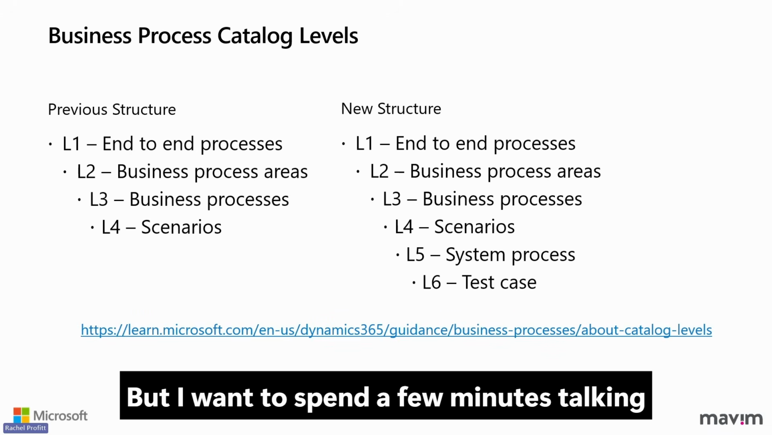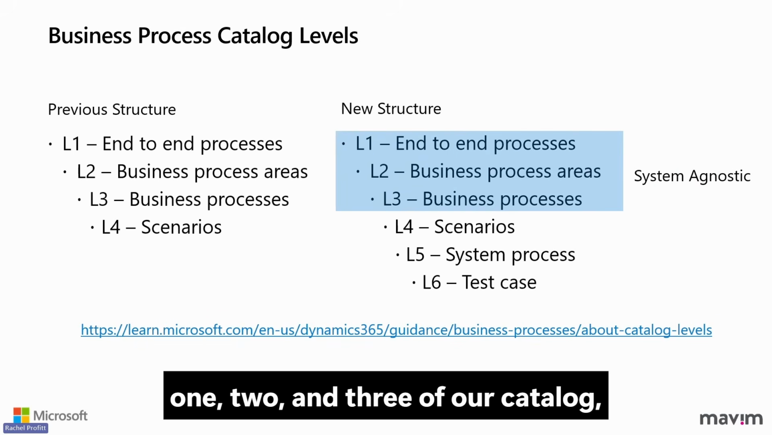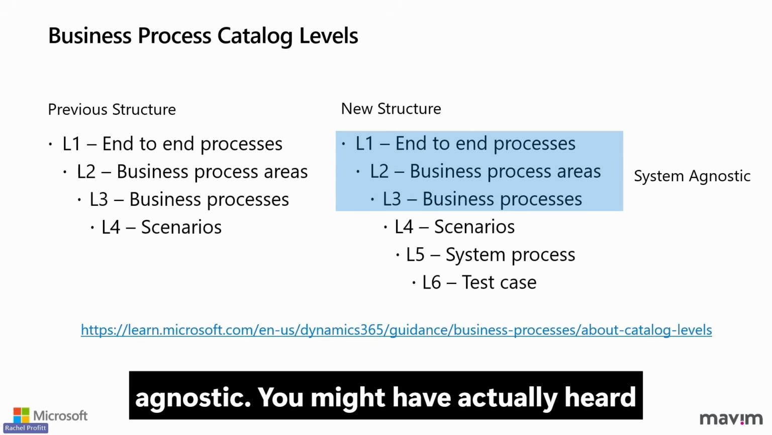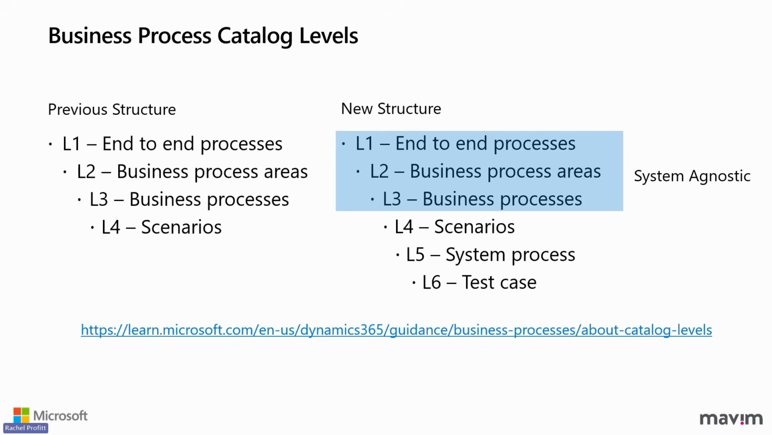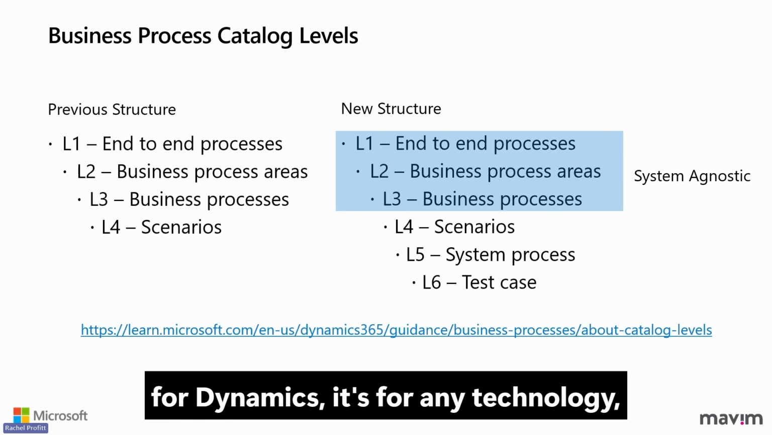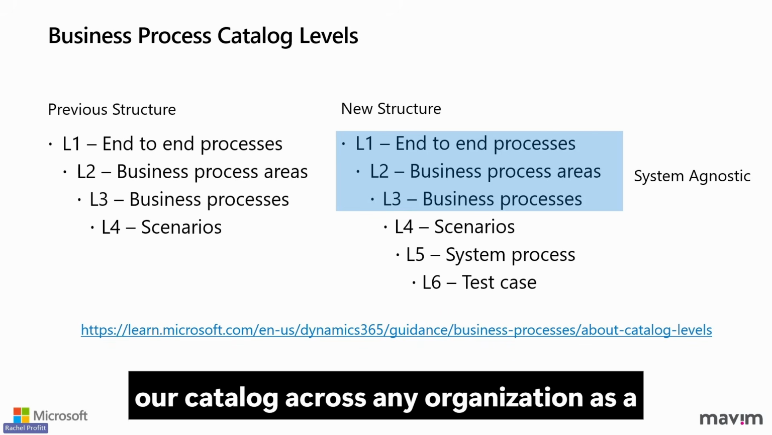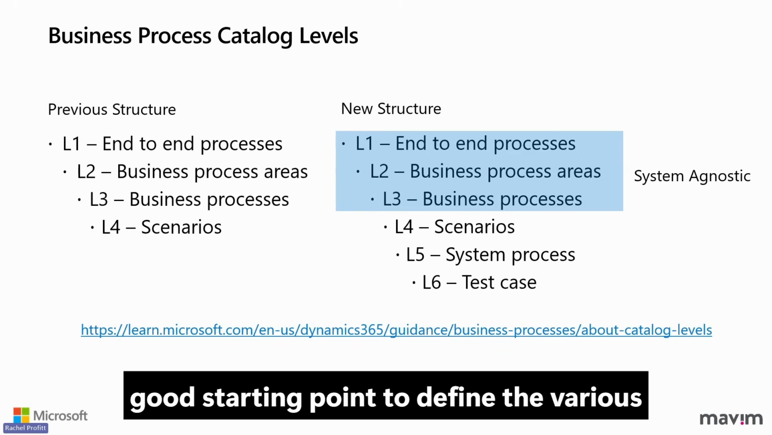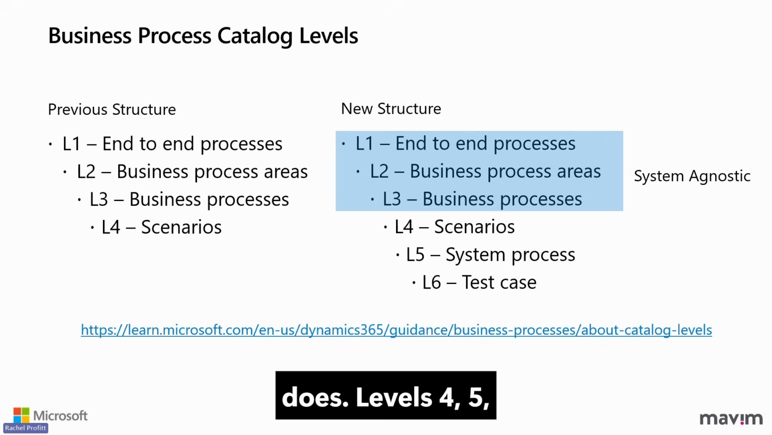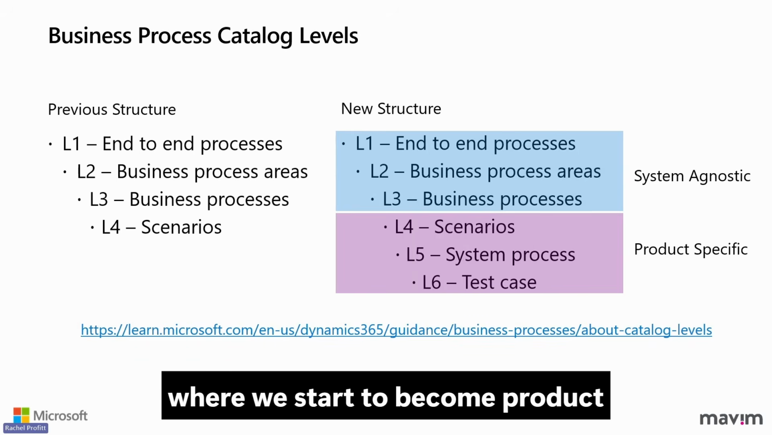But I want to spend a few minutes talking a little bit more about this before I go into a specific example. Levels 1, 2, and 3 of our catalog, we like to refer to them as being system agnostic. You might have actually heard me say earlier that the business process catalog is not just for Dynamics, it's for any technology. Any business. We believe that you can leverage levels 1, 2, and 3 of our catalog across any organization as a good starting point to define the various processes that your organization does. Levels 4, 5, and 6 of the catalog, however, are where we start to become product specific.